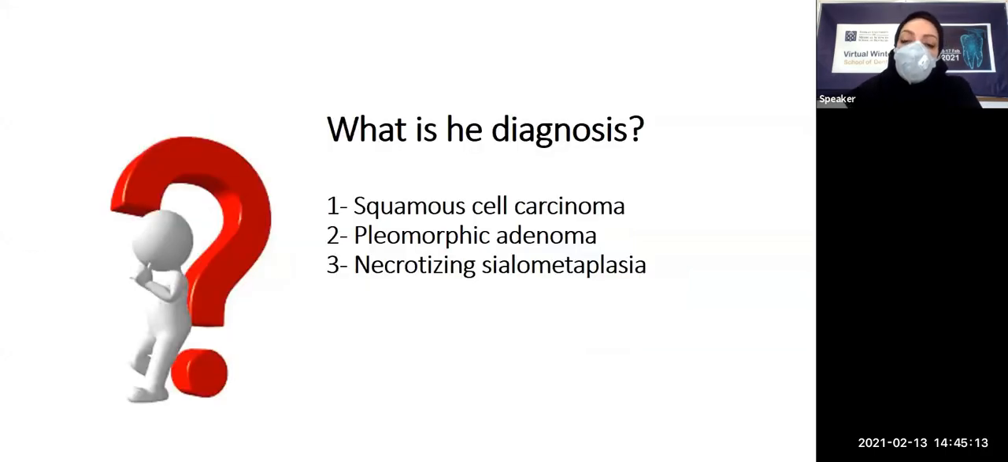So these are the choices. What do you think the diagnosis is? Do you think it's a tumor or not? And if it's a tumor, is it a squamous cell carcinoma originating from the overlying oral epithelium, or a pleomorphic adenoma, which is a benign tumor of salivary gland origin? Or is it necrotizing sialometaplasia, which is a non-tumoral lesion? What do you think it is?